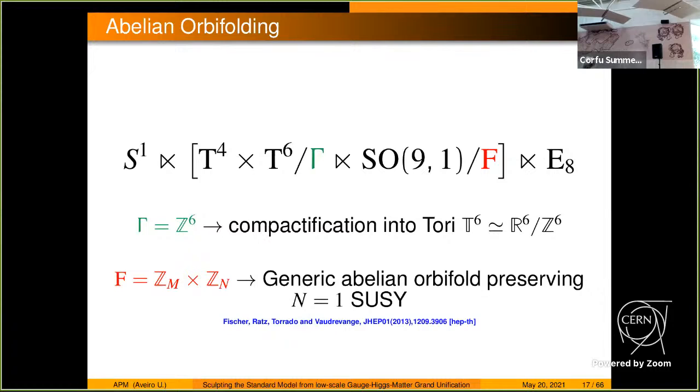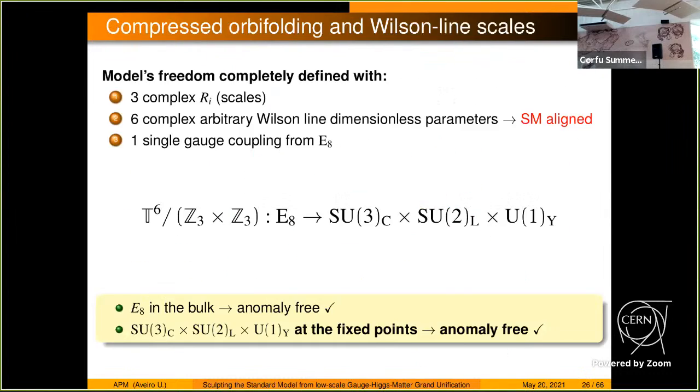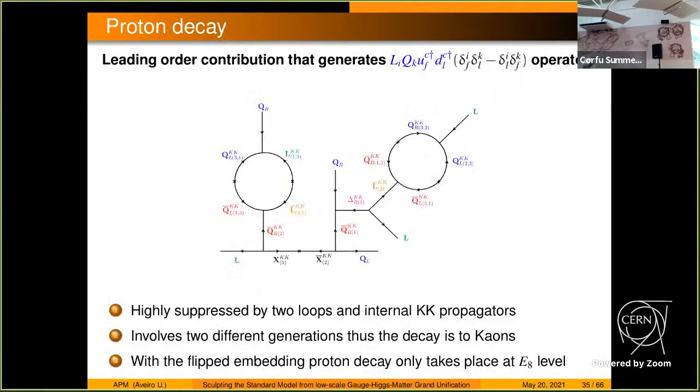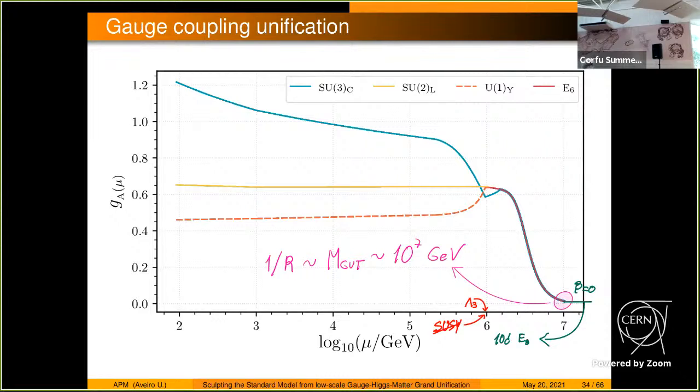And when you compactify everything, this matches the SUSY scale as well, I guess. Yes, it all happens at the same level, which is at 10 to the 6 or 10 to the 7. Then you have the unification of the 3 gauge couplings with the help of the power law running of the KK modes. Exactly. I should have put that while we were speaking.